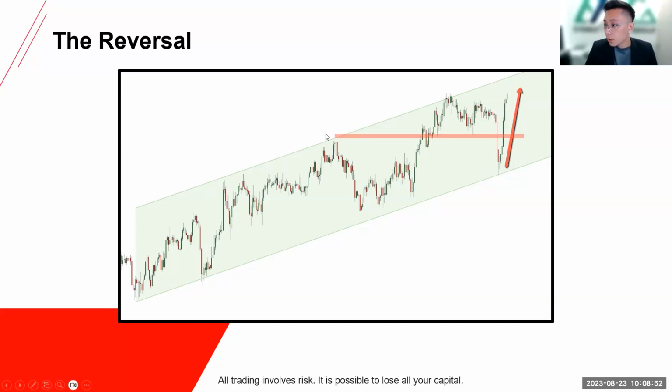So we can see that price has actually broken past this overlap resistance right here, and you can see that there aren't any bearish candles and only bullish candles, which shows that price has already reversed pretty quickly in a bullish momentum.